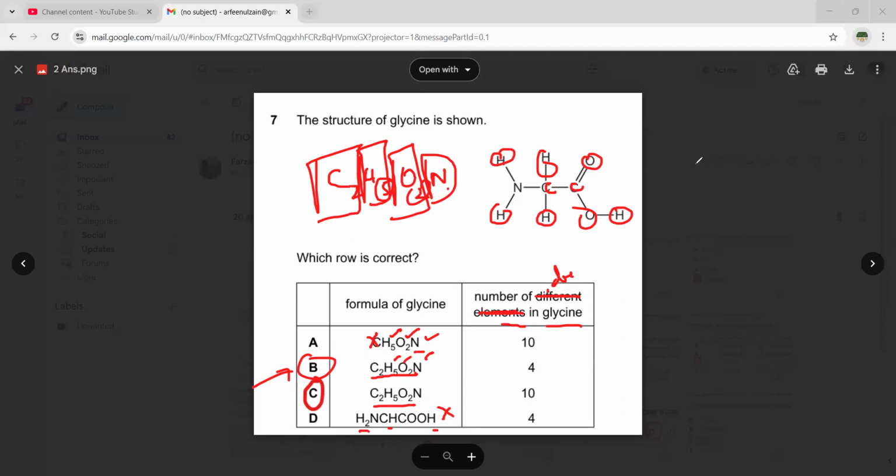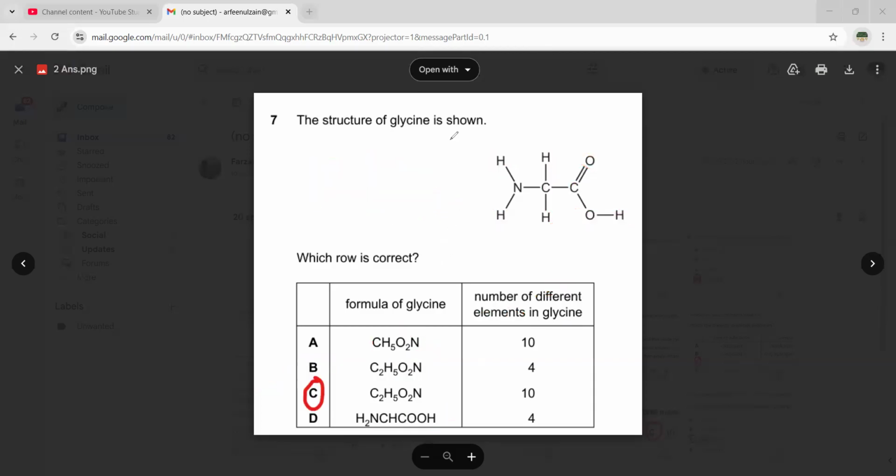Even if I have, for example, 2 nitrogen, 3 nitrogen, or 5 nitrogen in a molecule, I will count that as 1. I will count nitrogen as one element. So in the number of different elements, 4 different elements are present. So not C, it should be B.